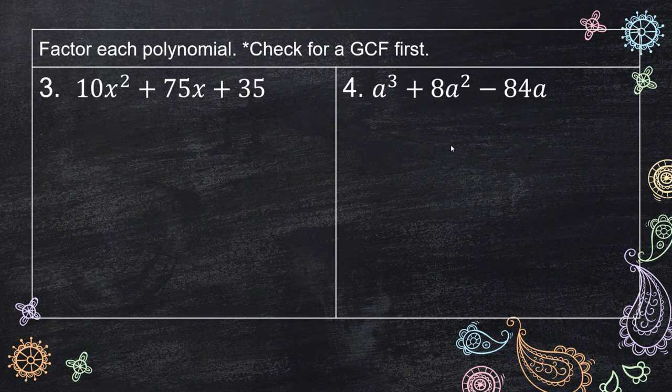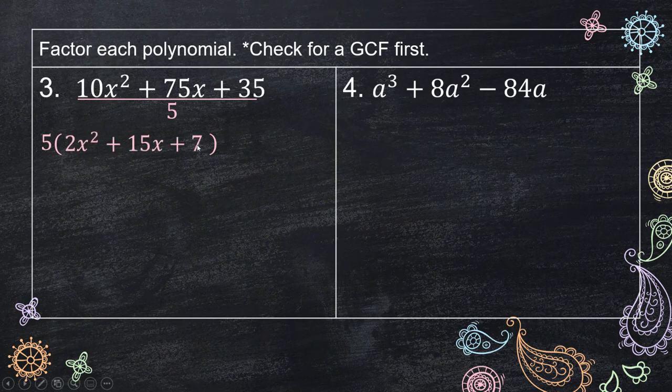In number 3, all of those coefficients are divisible by 5, so we factor out the 5 first. And now I have a quadratic trinomial. The leading coefficient is not 1, so I'm going to multiply 2 times 7, which is 14, and put that at the top of the diamond. I just draw an x. And then our x coefficient is 15. We put that at the bottom.